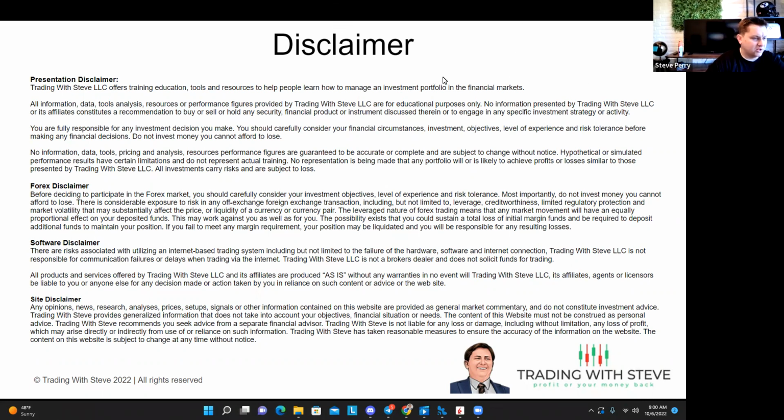Just a little disclaimer as we get started. As always, I've got to remind you guys about the risks involved in the market. You can lose all or more than your initial investment if you're not careful. So be sure to know how big your lot size is and how many pips you're risking on each trade, and ultimately how that would affect your account.